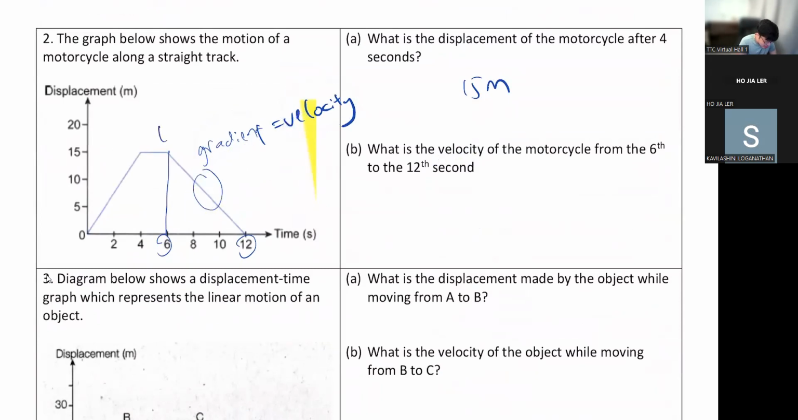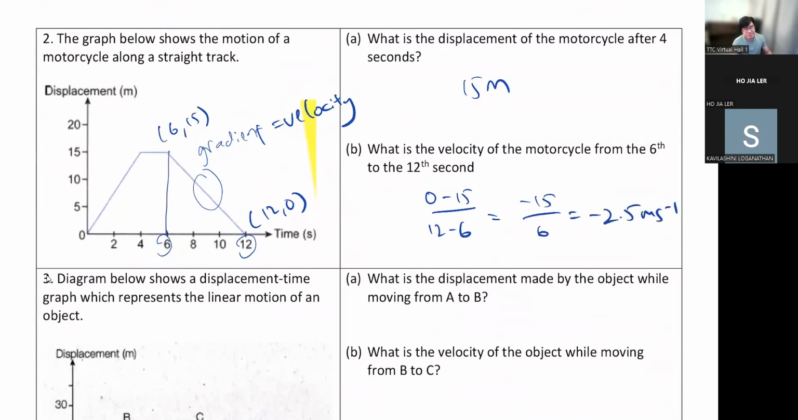So again, this point is (6, 15). This point is (12, 0). So 0 minus 15 over 12 minus 6. So negative 15 over 6, you get negative 2.5 meters per second. Velocity means speed. Because in maths, you learn distance-time graph and speed-time graph. It's the same. It's just that for velocity, they use the straight distance. For speed, they use the long distance.